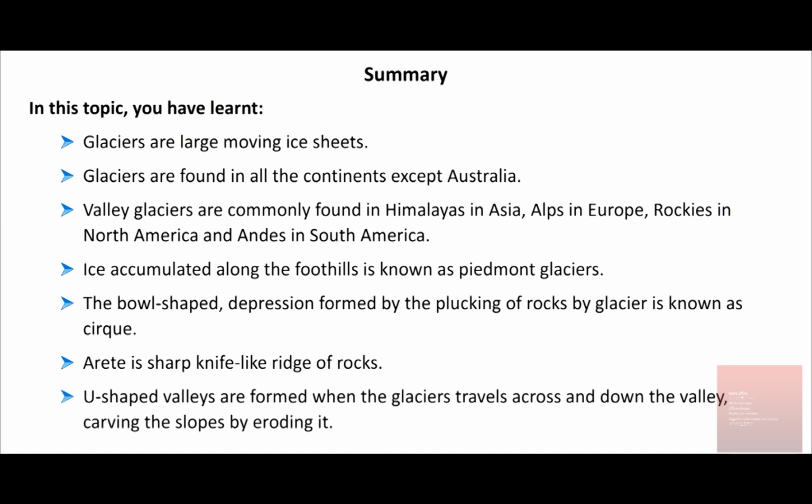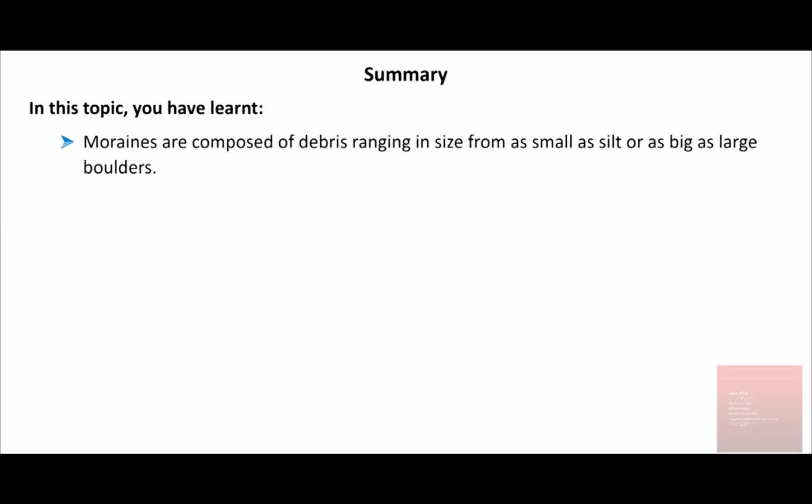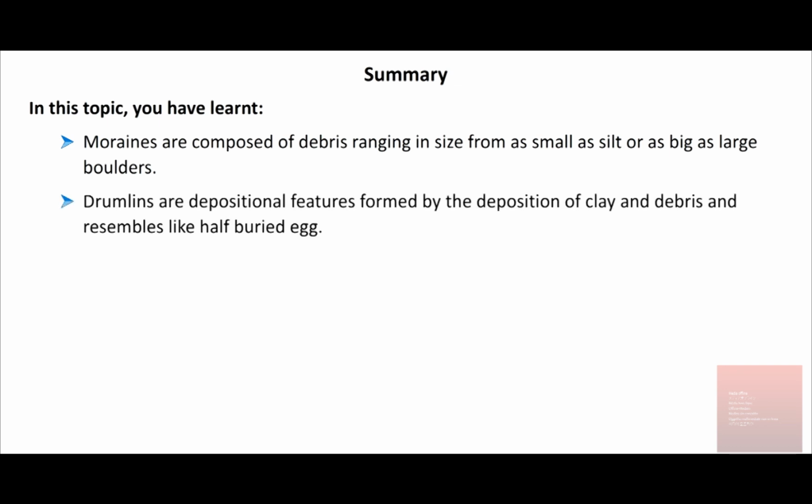U-shaped valleys are formed when the glaciers travel across and down the valley, carving the slopes by eroding it. Moraines are composed of debris ranging in size from as small as silt or as big as large boulders. Drumlins are depositional features formed by the deposition of clay and debris and resemble a half-buried egg.